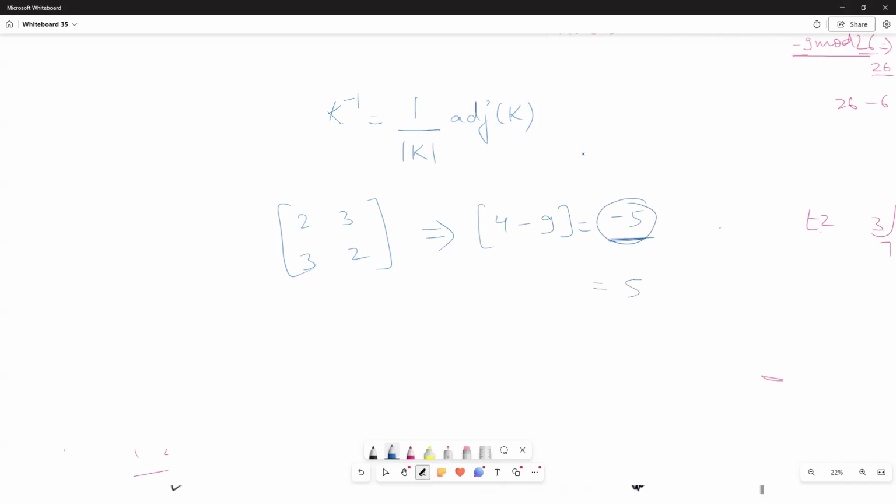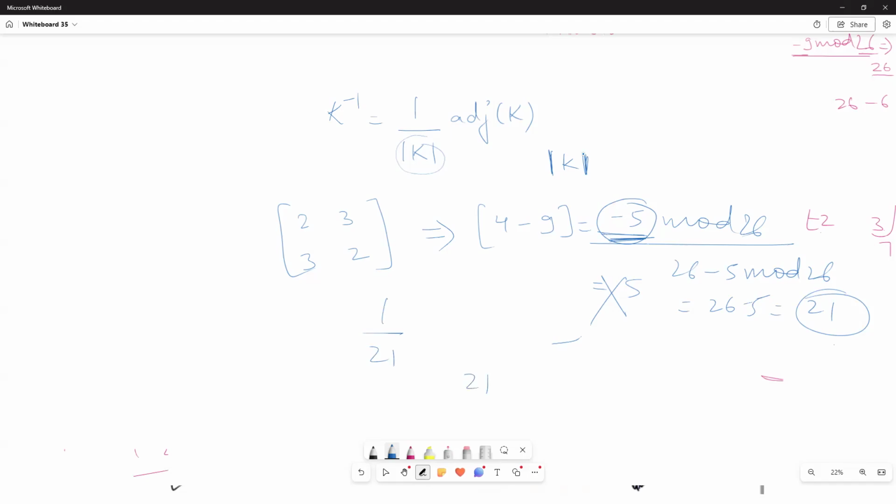It is not 5. Do not get confused when I write this symbol as a mod of a specific value. This is negative 5. It is not positive 5. Do not make it plus 5. It would be negative 5 mod 26. You can solve this once again using 26 minus 5 mod 26, which is 21. So in general it would be 1 over 21, and I should find what to multiply with 21 under mod 26 to give me 1.